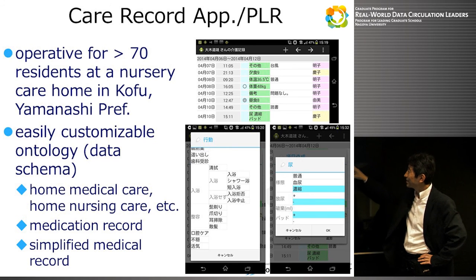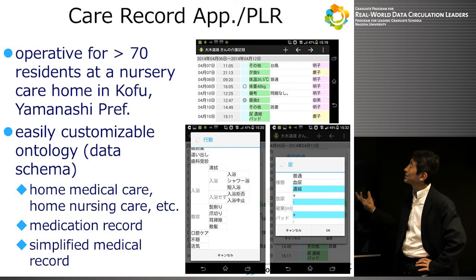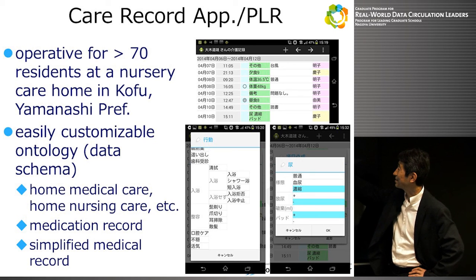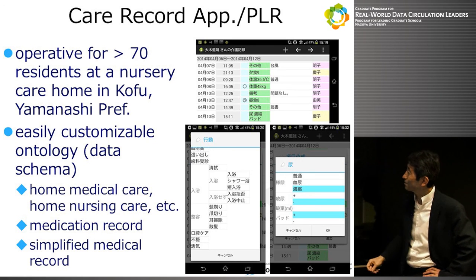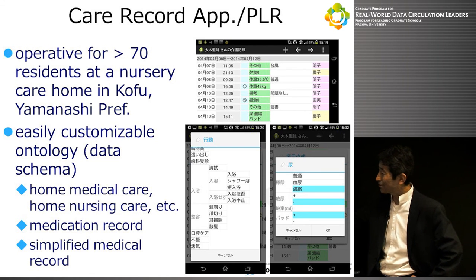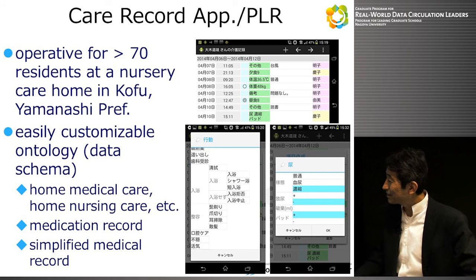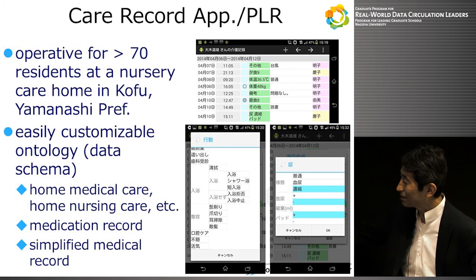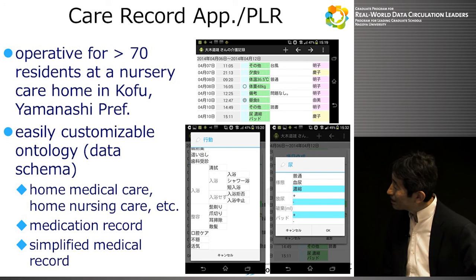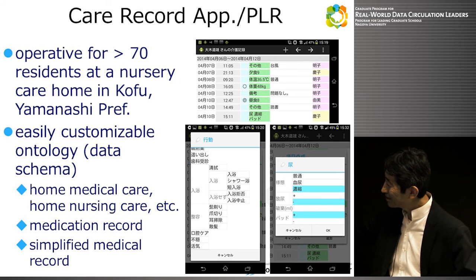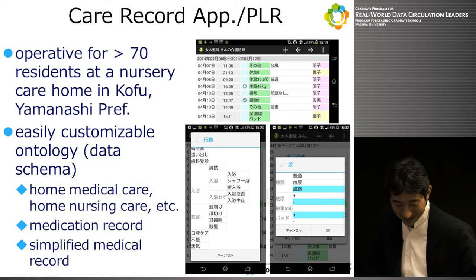Each line of this represents some event, like in this case, this is a dinner, this is your body temperature, and so on and so forth. And there are some menus for different categories of these events, based upon some ontology. And this is a more detailed part of the menu, which talks about the mode of your urination and so on.